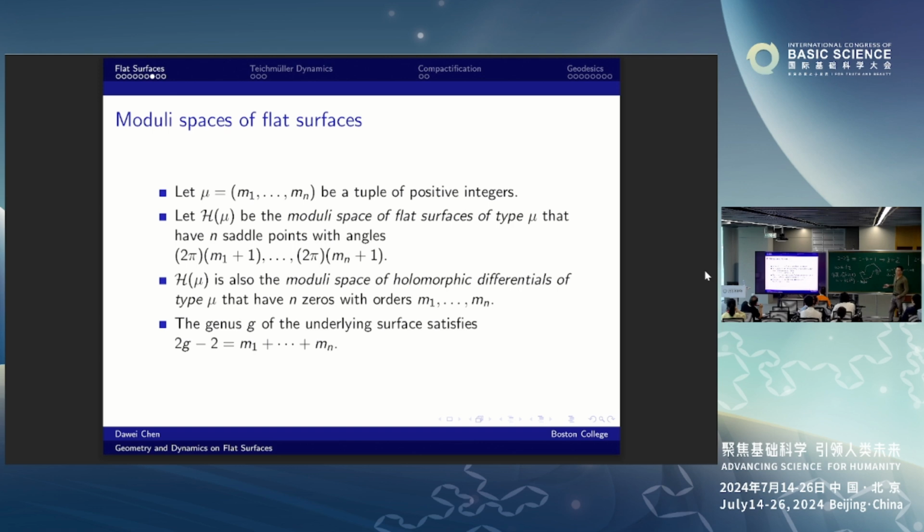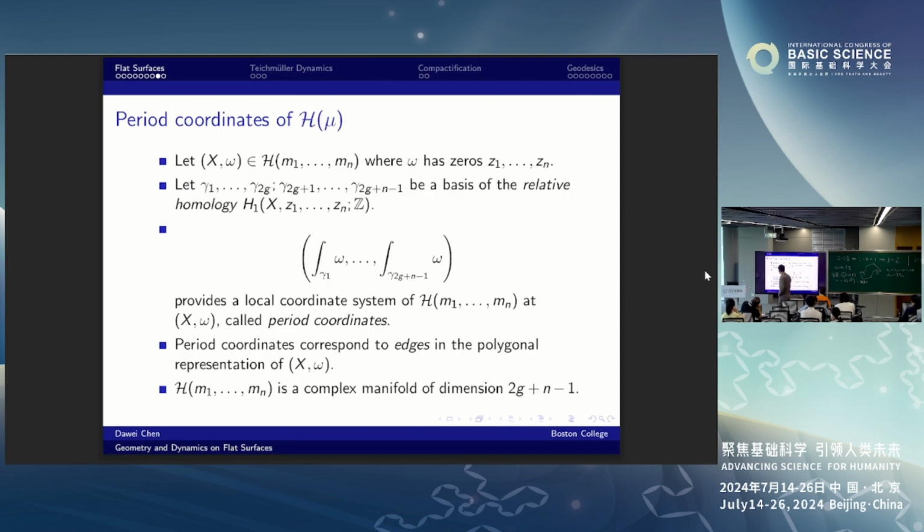So what kind of space is it? When we say a space, we want it to have a geometric structure. So let's take a point, an element, just a Riemann surface X of genus g together with a differential form omega of zero type given by m1 up to mn. So I label the zeros as endpoints, Z1 up to Zn, on the surface X. I want to describe a local coordinate system on this moduli space H.